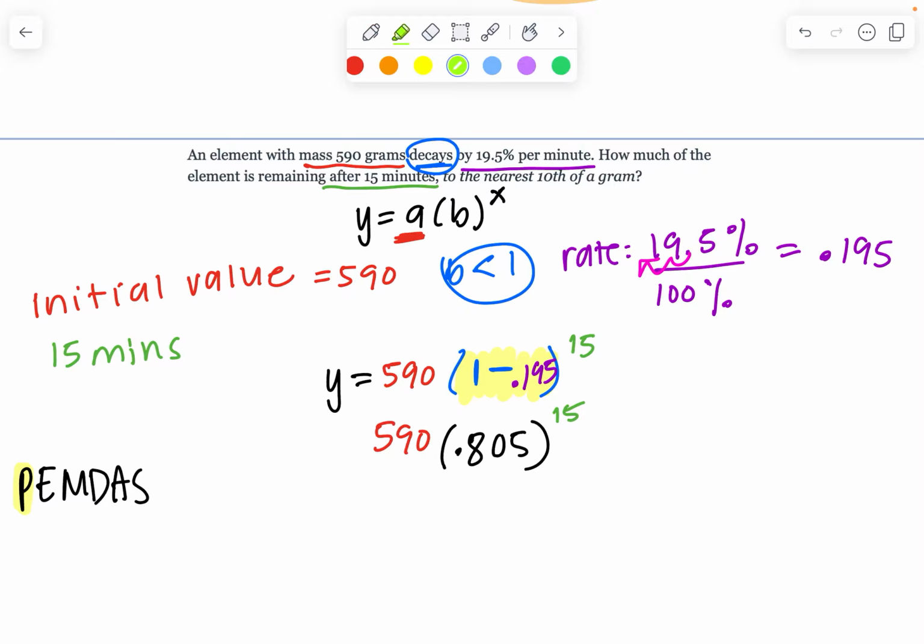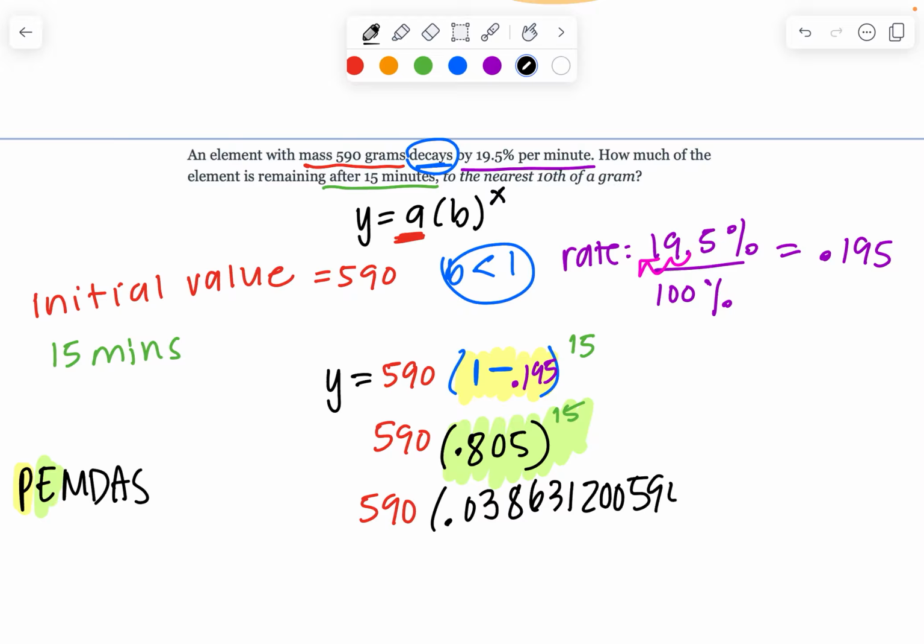Then we've got to apply the exponent. So whatever 0.805 raised to the 15, just punching this into my calculator. This gives me a bunch of decimals. You don't have to necessarily write this down, but I will. I got 0.038631200596. That's what my Desmos calculator pulls up.